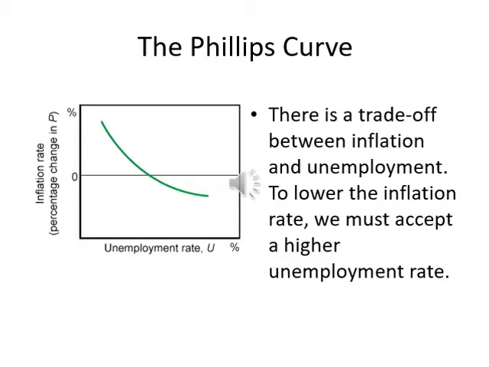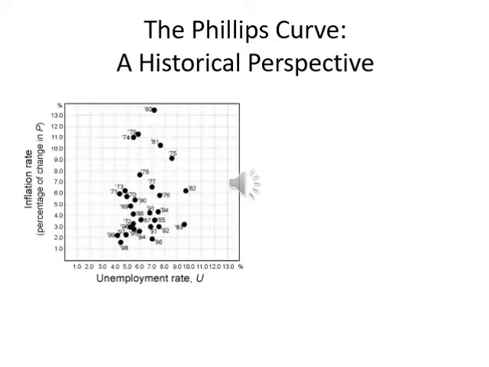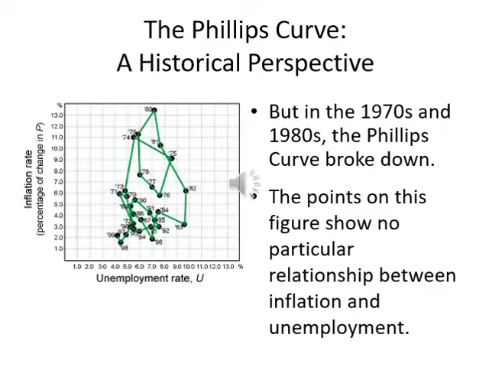The Phillips curve, a historical perspective. In the 1960s and early 1970s, inflation appeared to respond in a fairly predictable way to changes in the unemployment rate. But in the 1970s and 1980s, the Phillips curve broke down. The points on this figure show no particular relationship between inflation and unemployment.